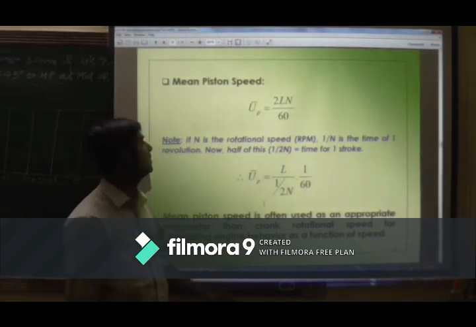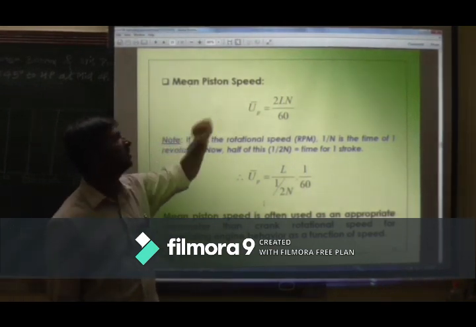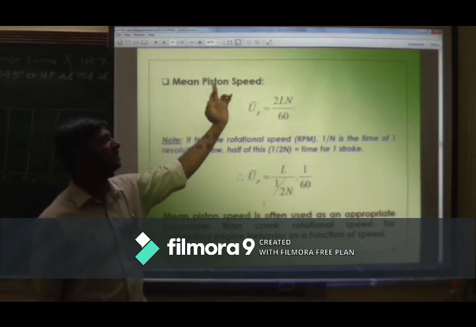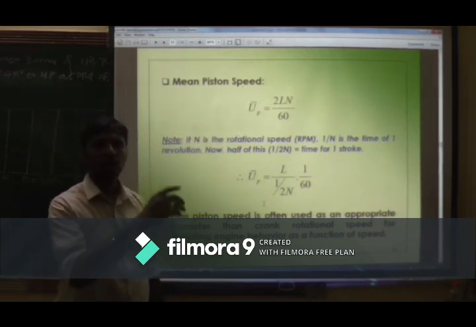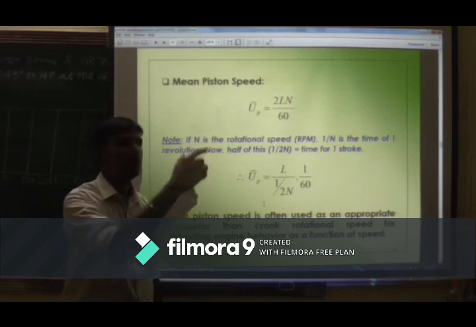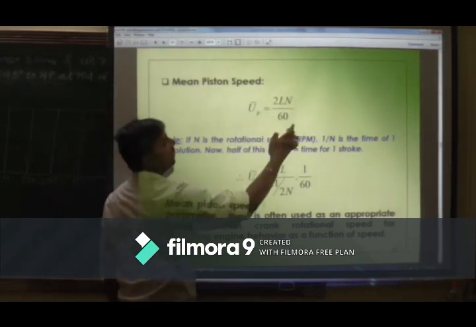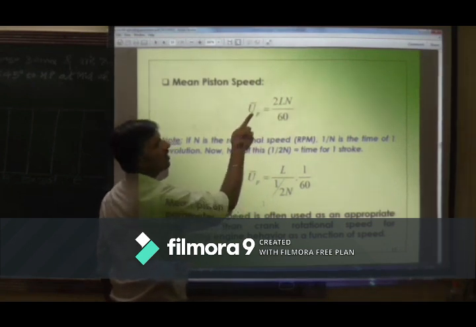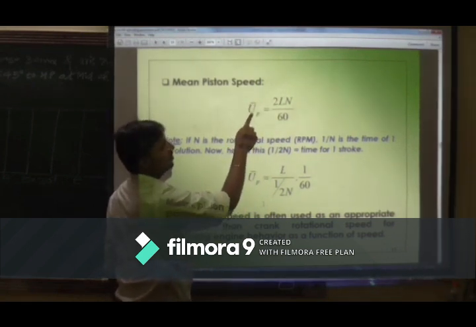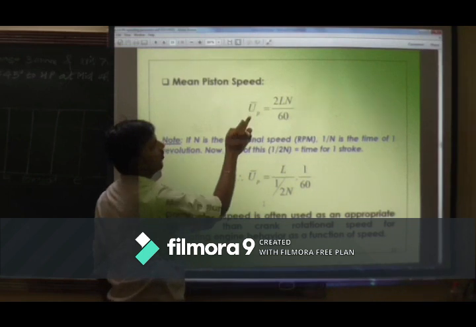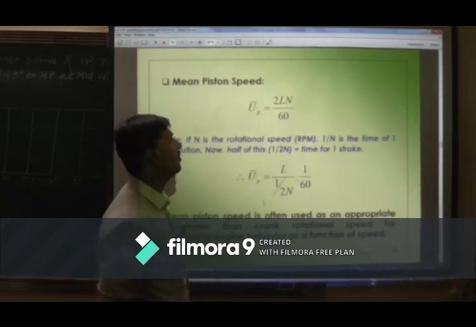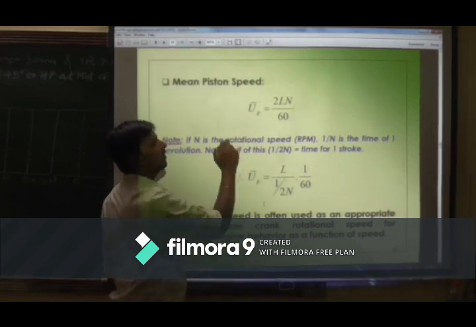Mean piston speed. This is a very interesting concept. When we say mean piston speed, we are talking about the average linear speed of the piston. Now, how to calculate this linear speed? By this formula we calculate linear speed. Here you can use C also. This C notation we can use for speed, or small v also, but generally we use that for specific volume. So you can use C here.